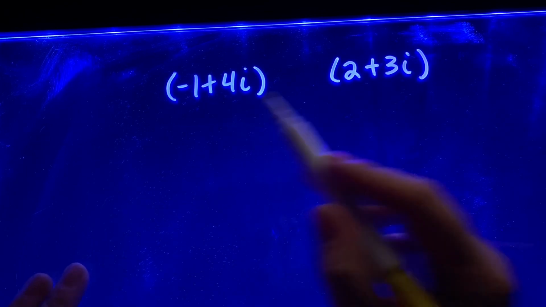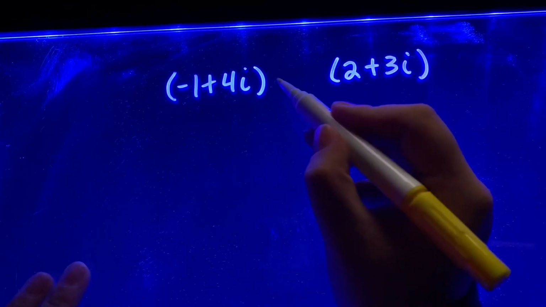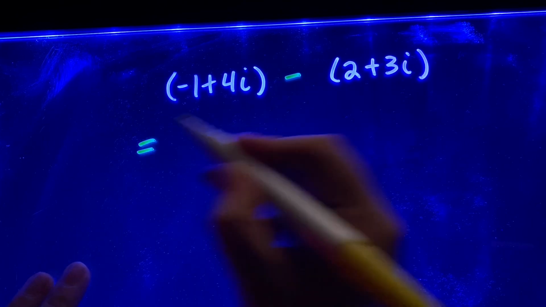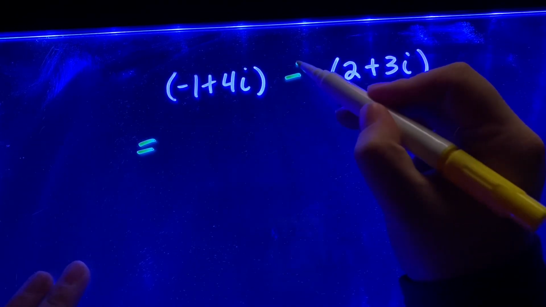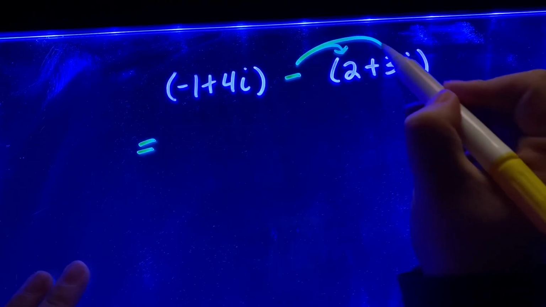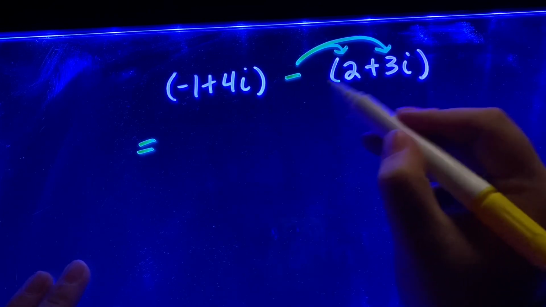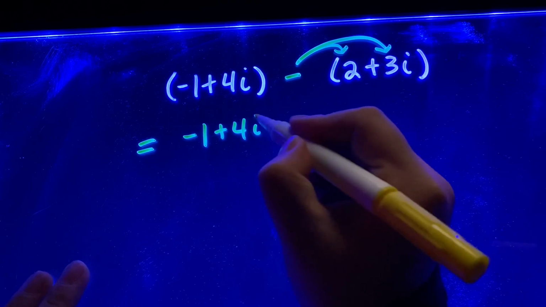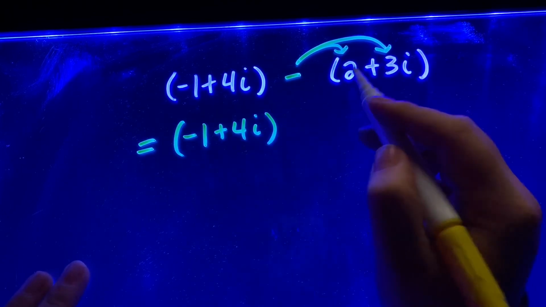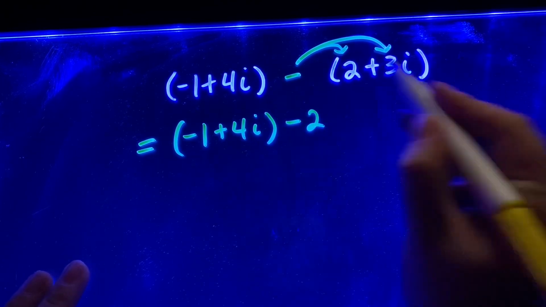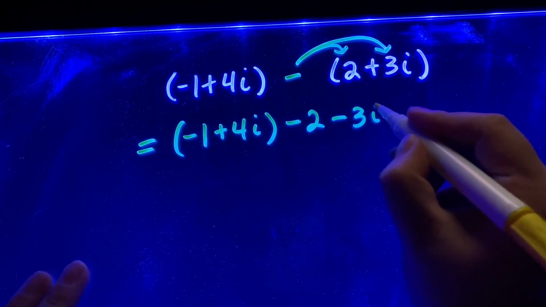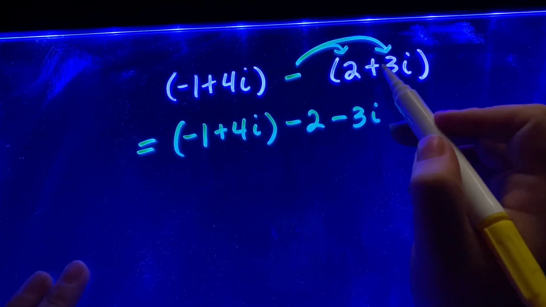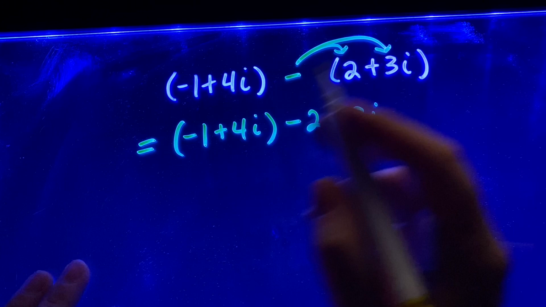Now, same 2 complex numbers. Subtraction. First, distribute this negative sign here. By that, I just mean change the signs. Keep the -1 plus 4i, -2, -3i. If there's a negative here, just make it positive.